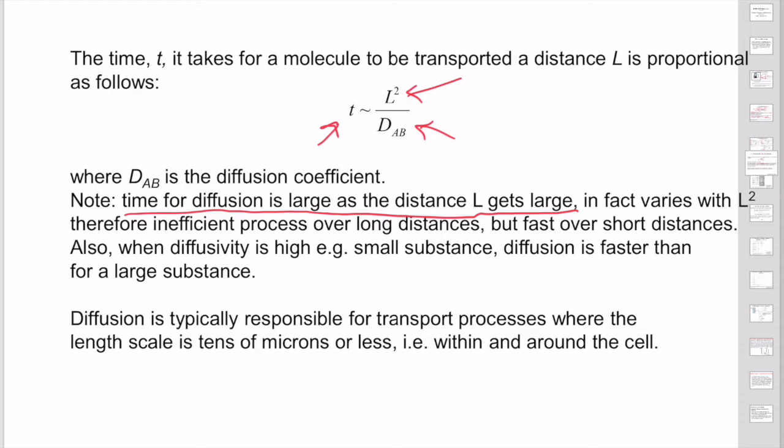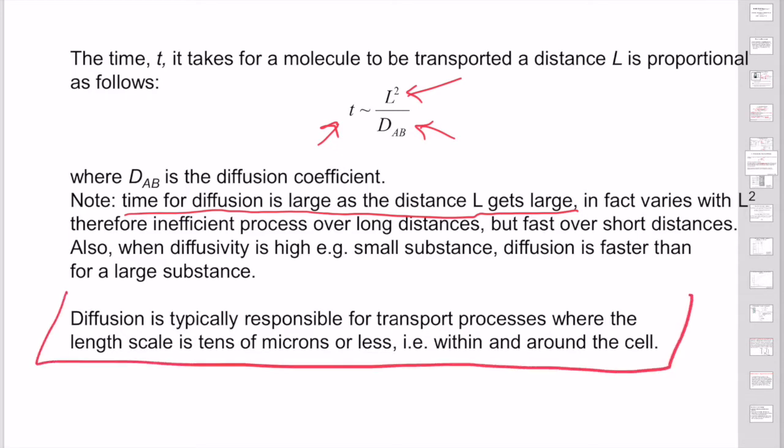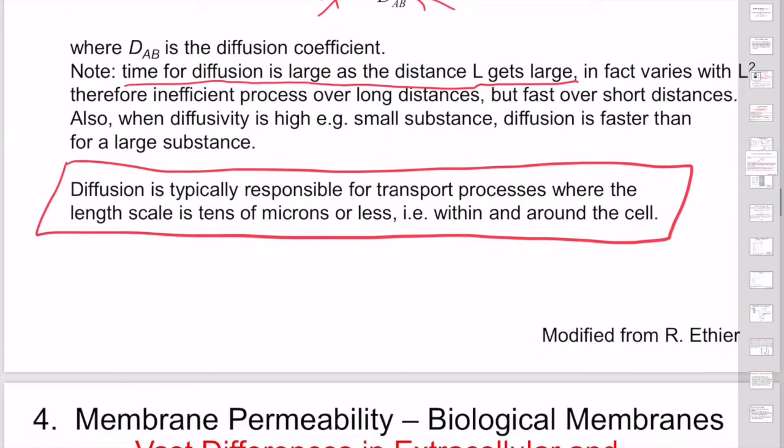If I have just a very small volume of fluid and I'm trying to get something to move through, I can just sort of drop that stuff in there. But if I want to get it several meters away, I probably have to do some mixing. That's right. In a lot of the length scales that we're looking at, diffusion is actually a very important process.